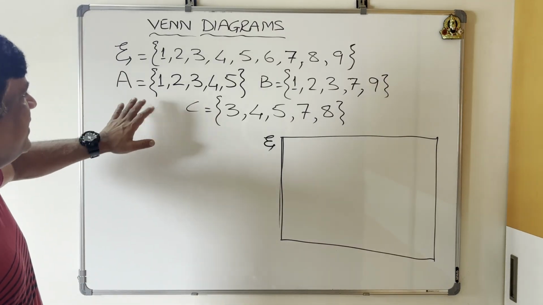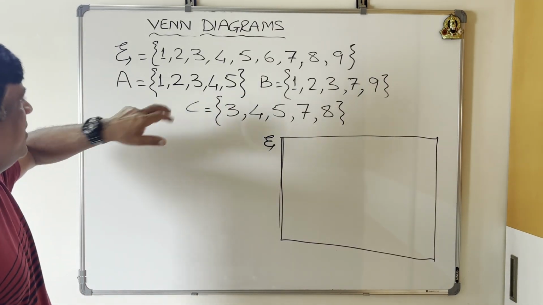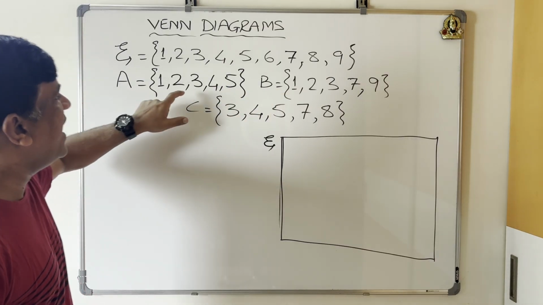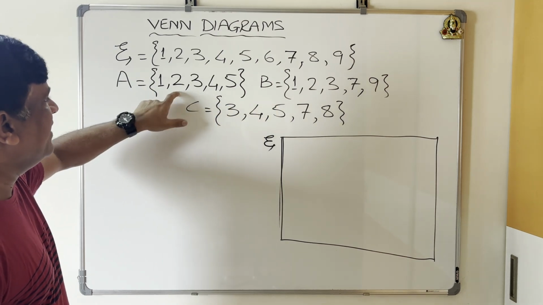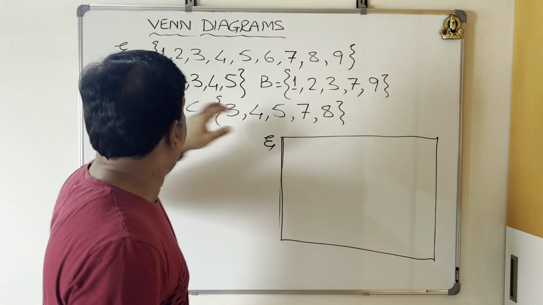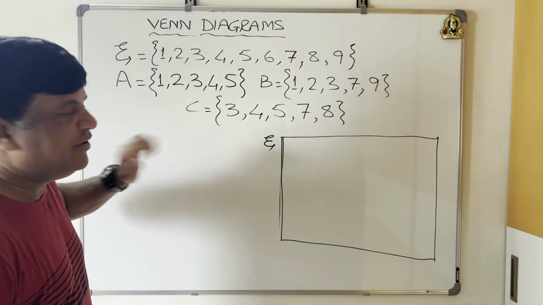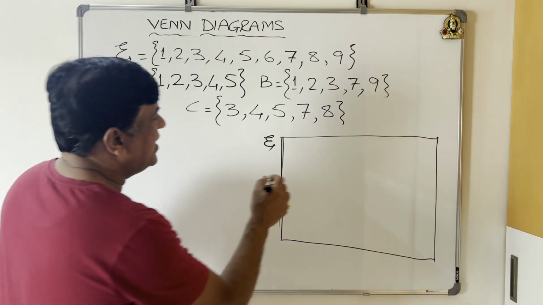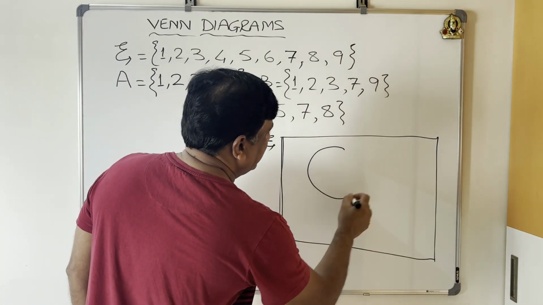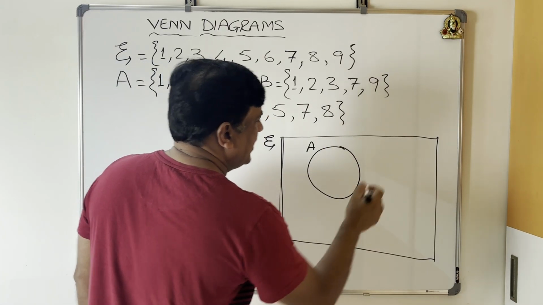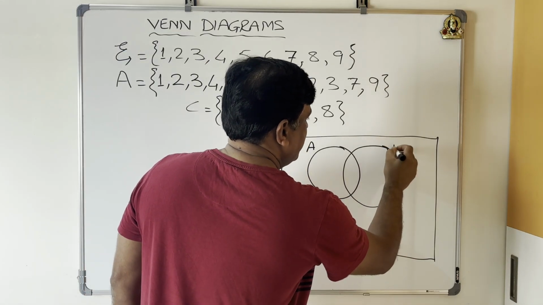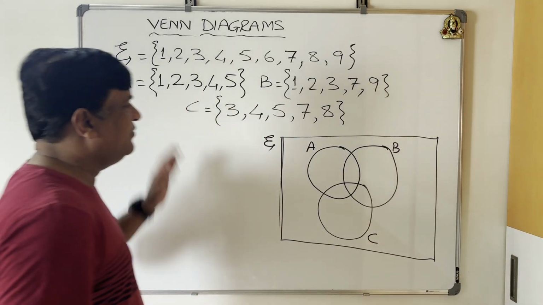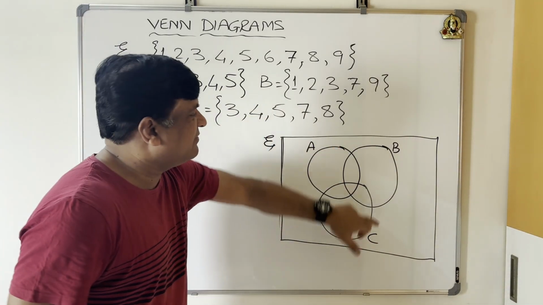Now look at A, B and C. Do you see any common items between A and B? Yes, 1, 2, 3 are common. If I draw the 3 sets like this, suppose this is A, this is B, and this is C, these are the 3 sets which we have. I can denote them like this.